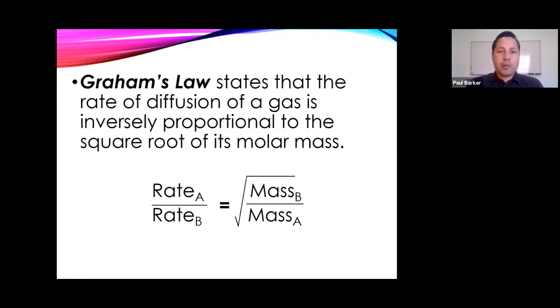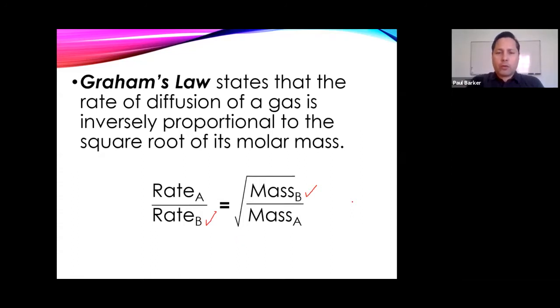Because it's an inversely proportional relationship, that's why you see the rate of A on the numerator and the mass of A on the denominator, because they are inversely proportional to each other. On the other hand, B here is in the denominator. You'll see the mass of B on the numerator, again, because they are inversely proportional to each other. So that's why they're crisscross.